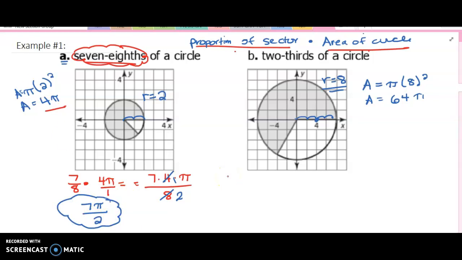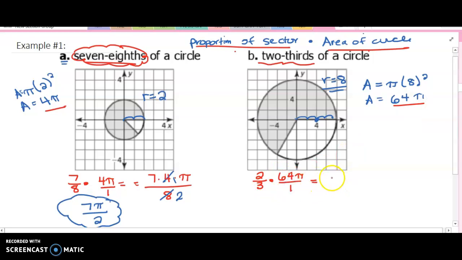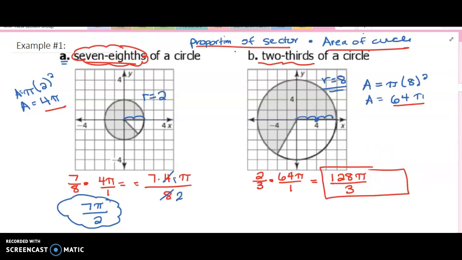Okay, B is the same way, guys. This time my proportion is 2/3. So I'm going to have 2/3 times, I already know my entire area is 64 pi. You could do 64 pi over 1 if you want. So when I work that out, I get 128 pi over 3, and 3 doesn't go into 128 pi, so this is just my final answer.